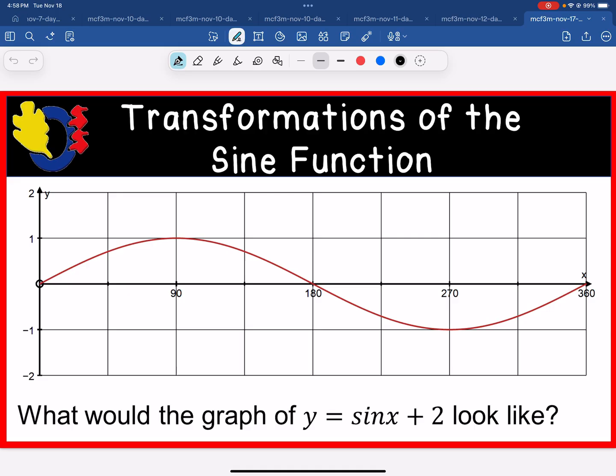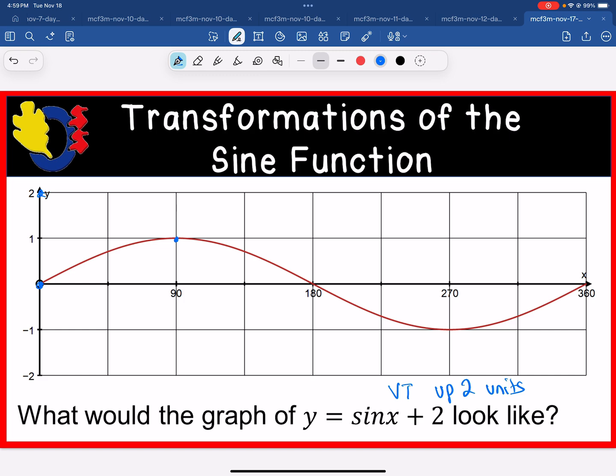So this original graph here is the parent function y equals sine of x. So if we added 2, just like when we were working with parabolas, this plus 2 means we have a vertical transformation, or vertical translation, up 2 units. So that means every point has to move up 2 units.